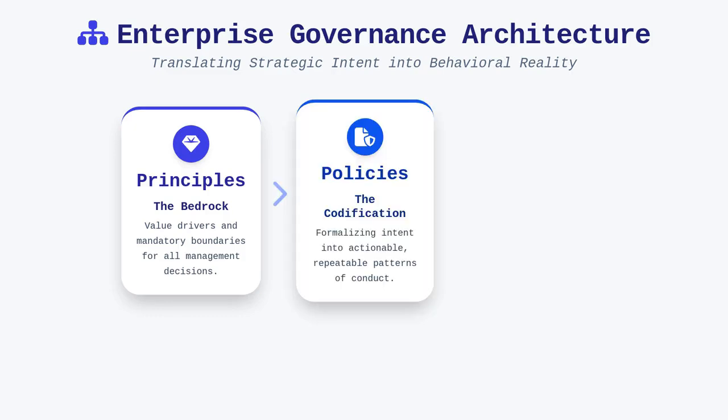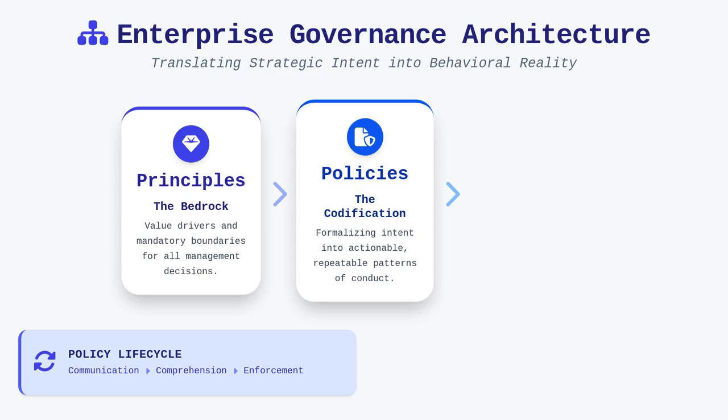Policies, on the other hand, represent the formalization of these principles into rules that dictate acceptable and unacceptable behavior. When we design a policy, we are essentially codifying the organizational intent into actionable, repeatable patterns of conduct. An effective policy management system does not stop at the publication of a document. It requires a structured life cycle that includes communication, comprehension, and enforcement.